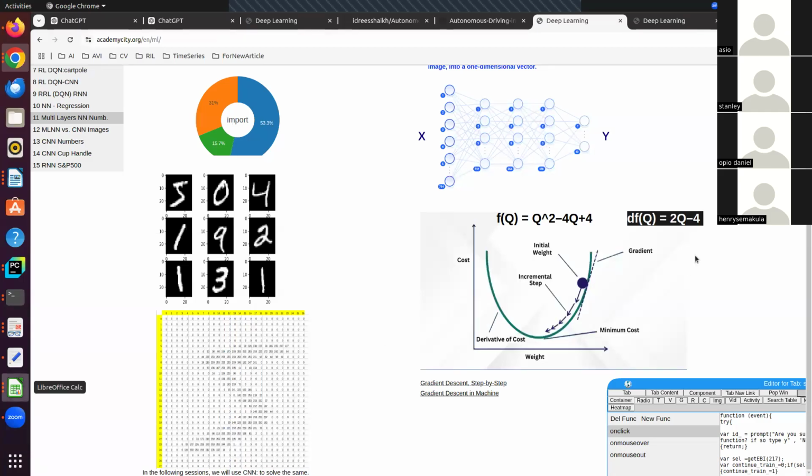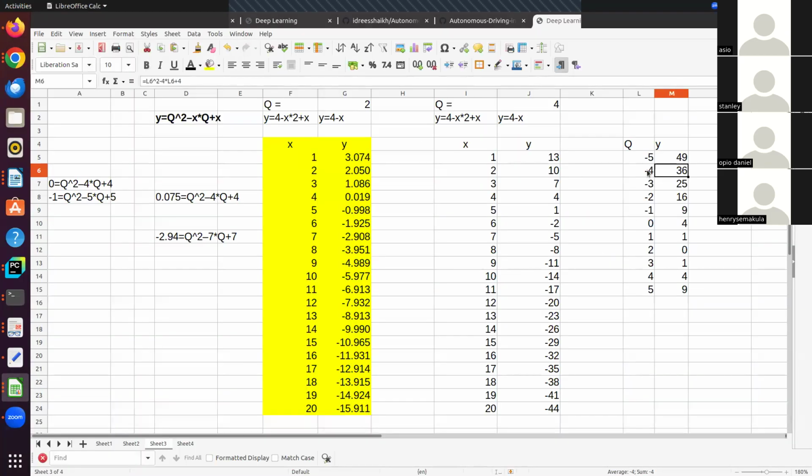In other words, if I see the derivative is still negative, I will continue moving Q. And I will continue until I get to the point where the derivative is equal to 0. Let me summarize. It's a little hard, so I will go over the whole thing.